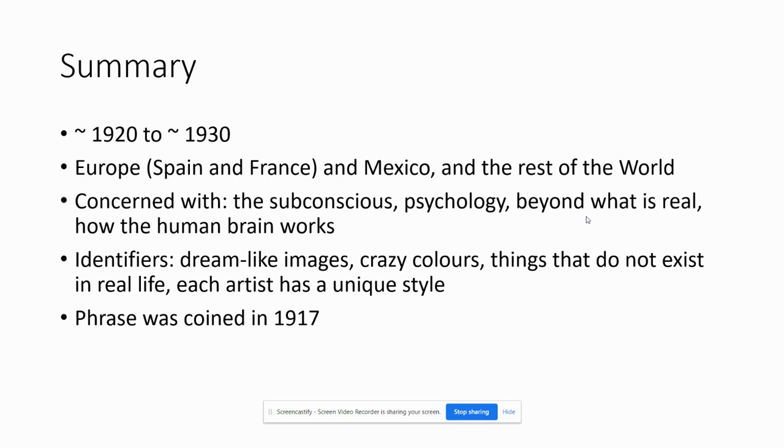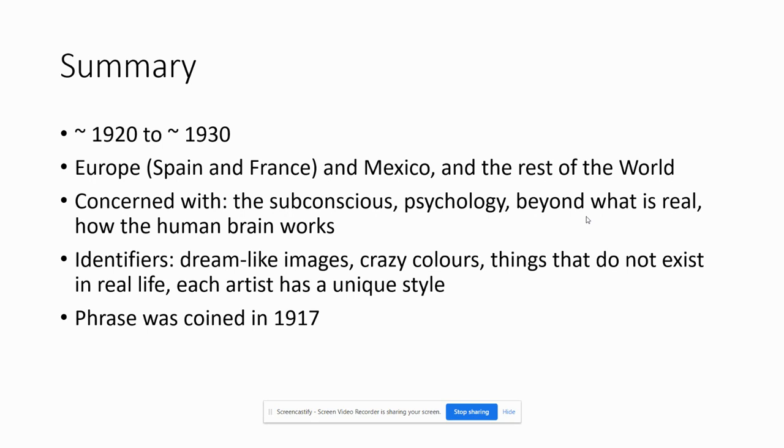Surrealism mostly happened in Europe, specifically Spain, France, Mexico, in the Americas, and in the rest of the world, but not to the same degree. The surrealists were concerned with the subconscious mind, the psychology of the human brain, how the human brain works, and going beyond what is real, what is tangible, and what exists in the world.